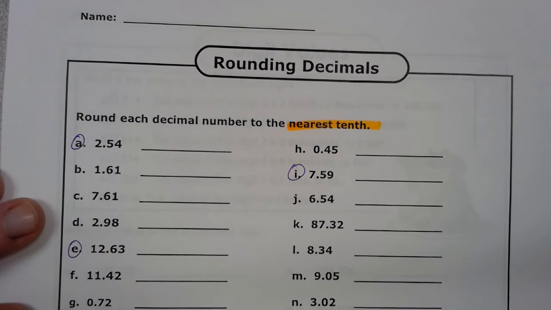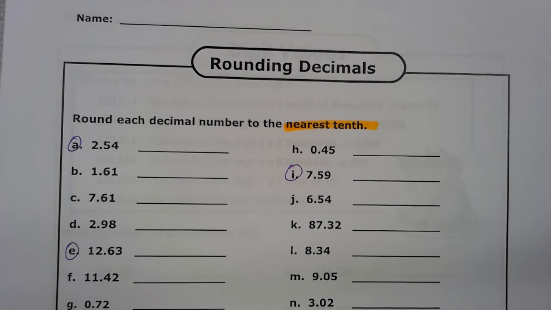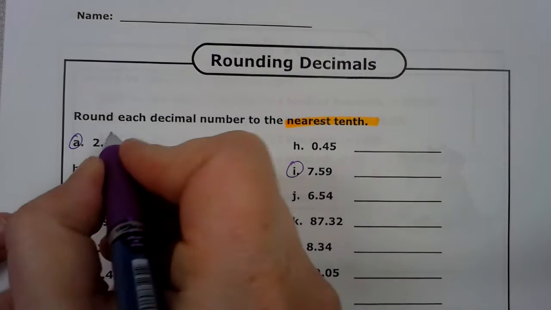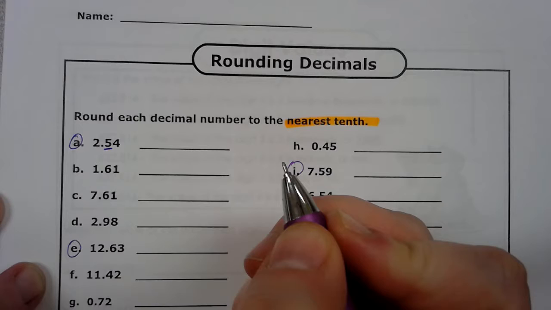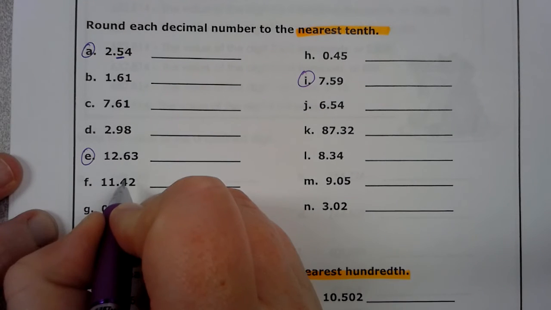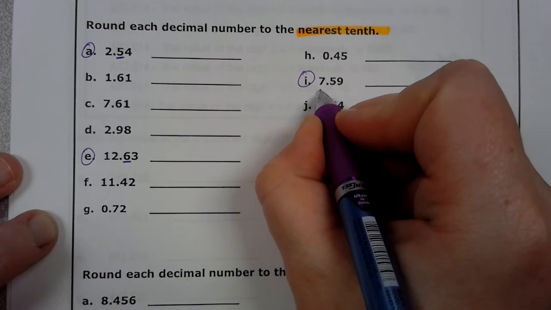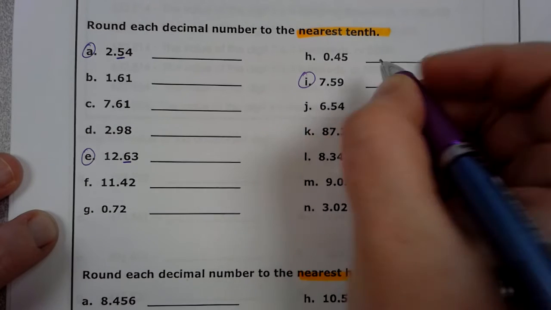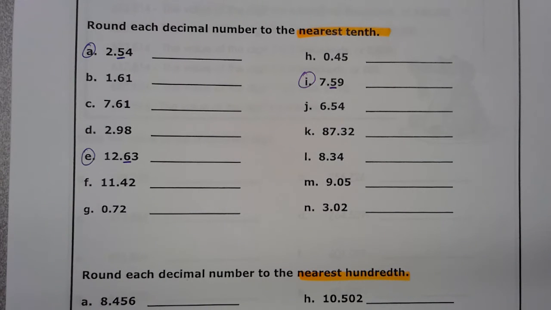All right, so we're rounding to the nearest tenth. So the very first thing you need to do is underline the 10th digit. Underline the number that's in the 10th place, okay? So for 2 and 54 hundredths, that would be the 5. For 12 and 63 hundredths, that would be the 6. For 7 and 59 hundredths, that would be the 5. So if you haven't guessed it, the 10th place is right after the decimal.